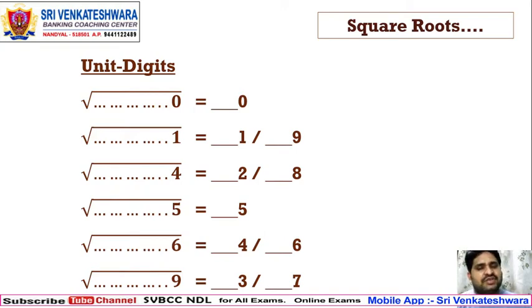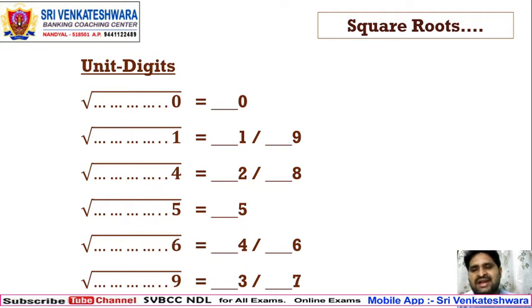So all perfect squares ending with 0 have a square root ending with 0. All perfect squares ending with 1 have a square root ending with 1 or 9. All squares ending with 4 have a square root ending with 2 or 8. All perfect squares ending with 5 definitely have a square root ending with 5. For 6, it may be 4 or 6. For 9, it may be 3 or 7.